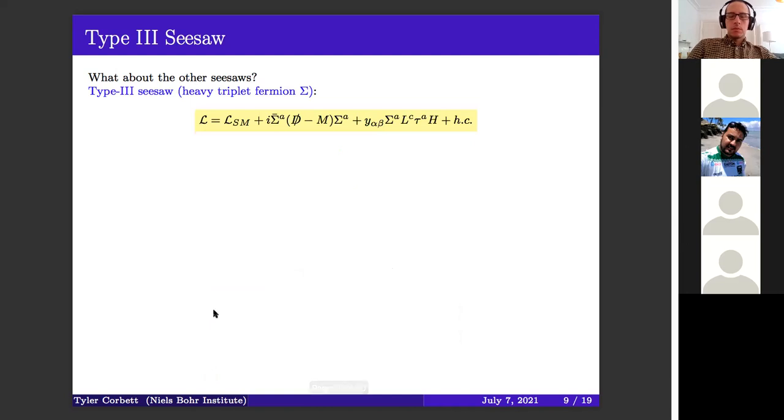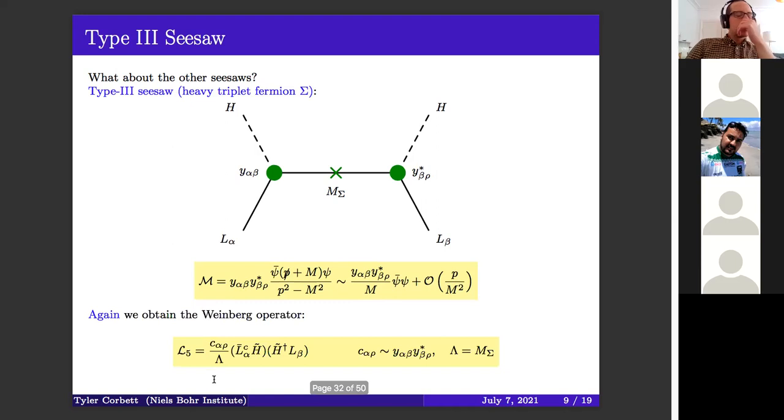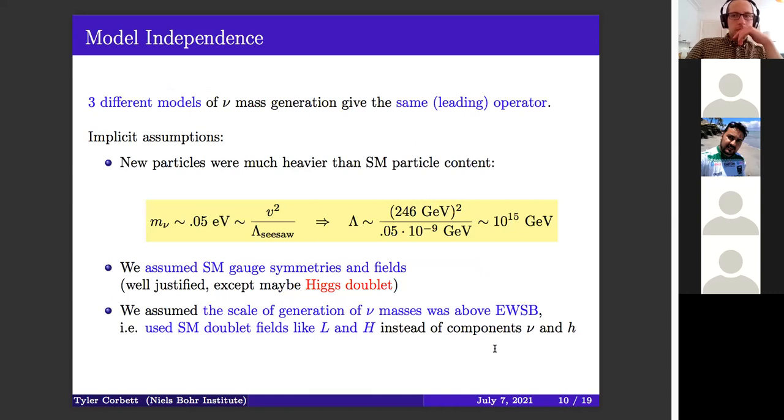And then I can go to the other seesaw, type 3 seesaw, heavy triplet fermion. I've got another Yukawa coupling. It's the exact same diagram from the type 1 seesaw. And again, I can do this expansion in 1 over m. And again, I get the Weinberg operator. Here's the prediction for the mass matrix, and here's the suppression scale. So this is really interesting.